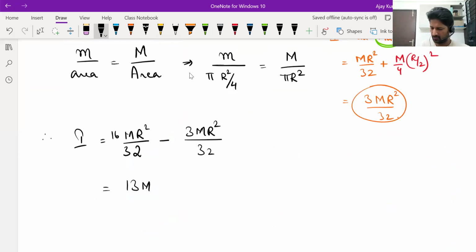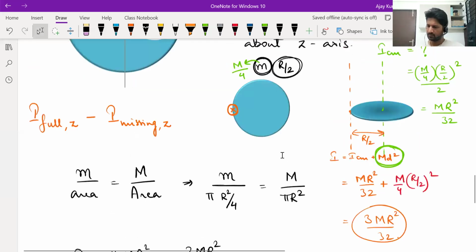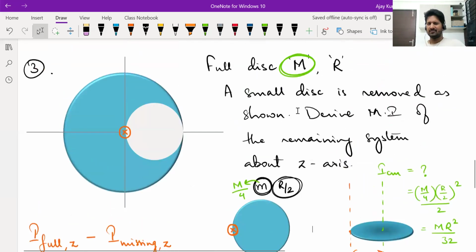Vanilla, how did you get 15? Forgot to add md square. Oh, you didn't take that md square altogether. Fine, fine. Okay, so you are given a particular axis, then the moment of inertia of everything, whether you are adding or subtracting, should be calculated about that axis only.